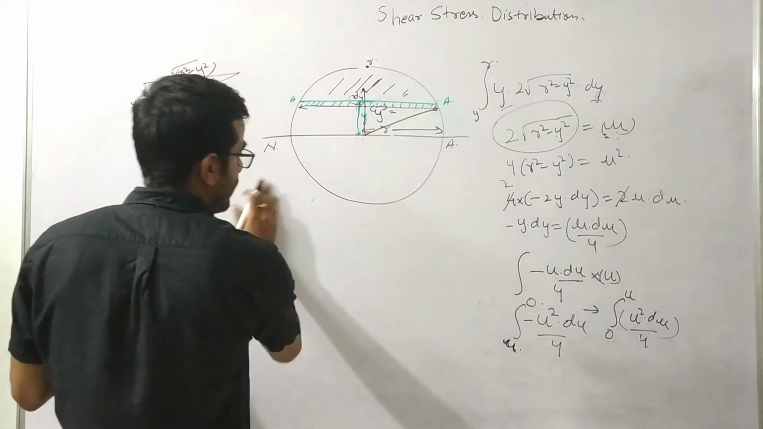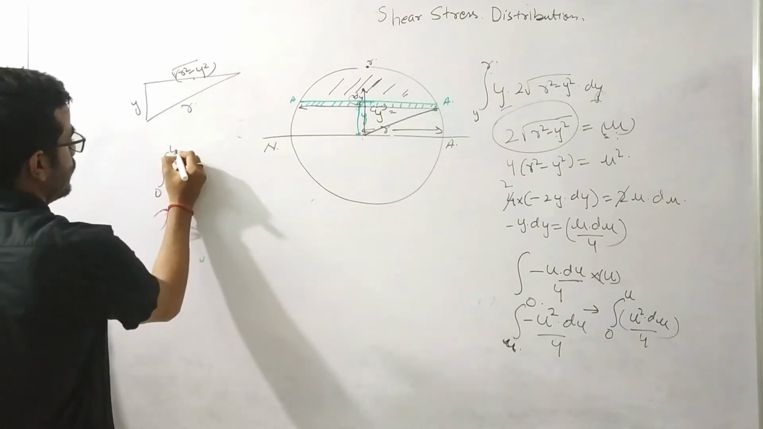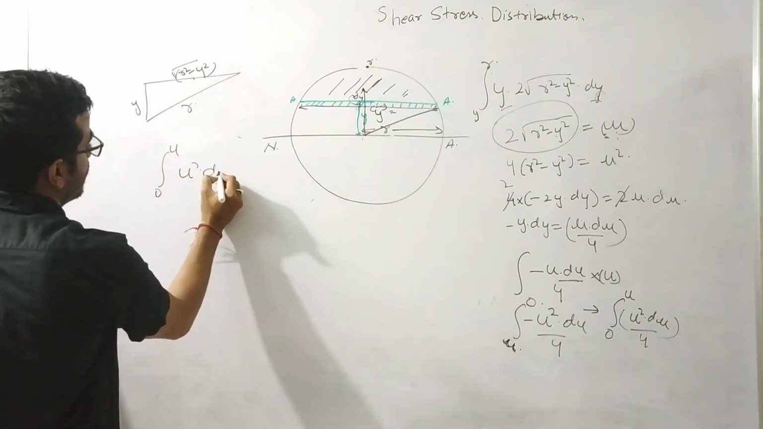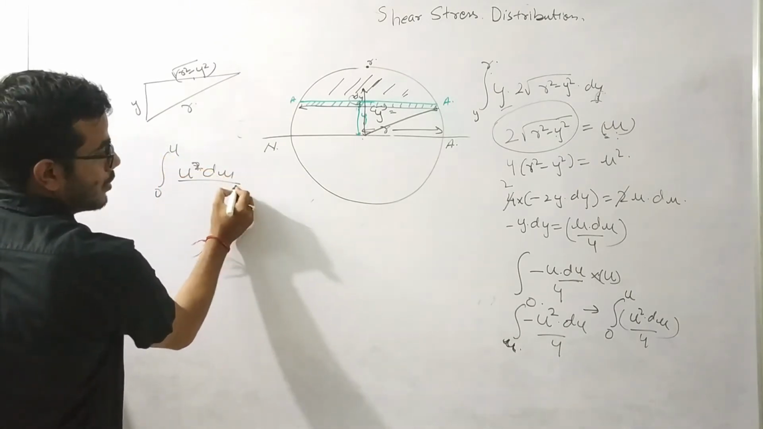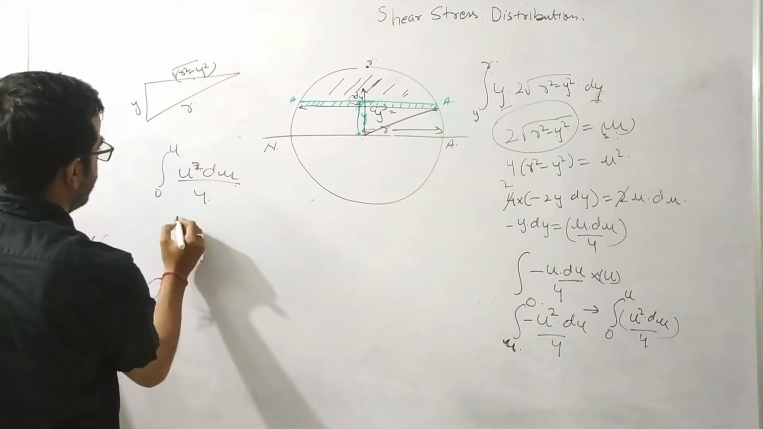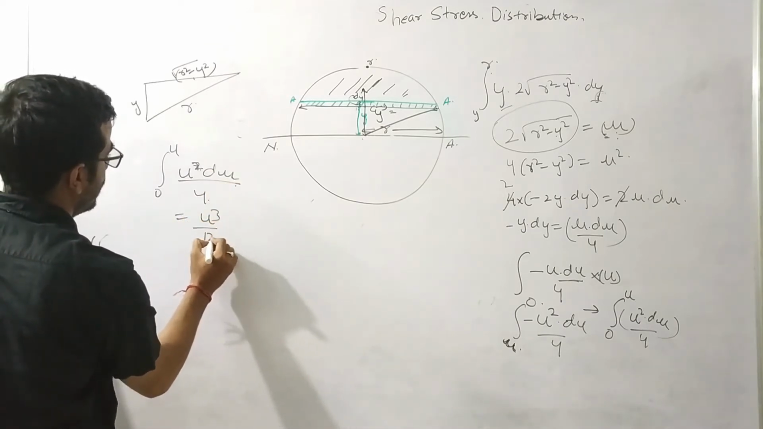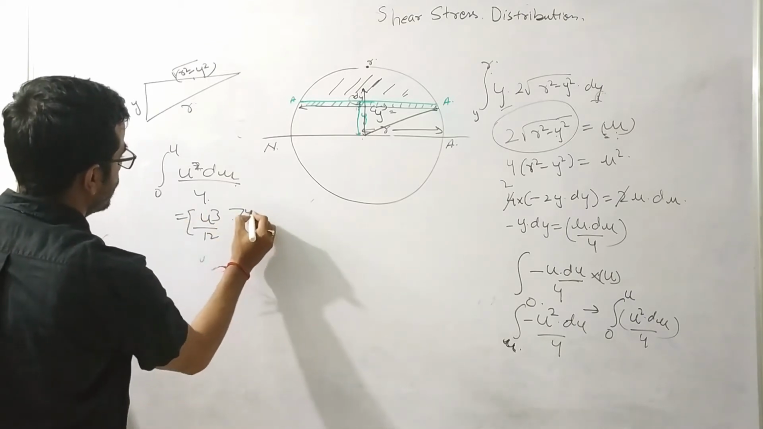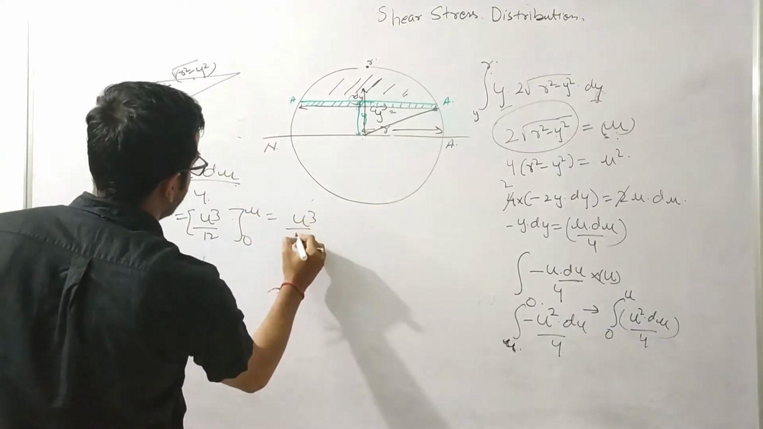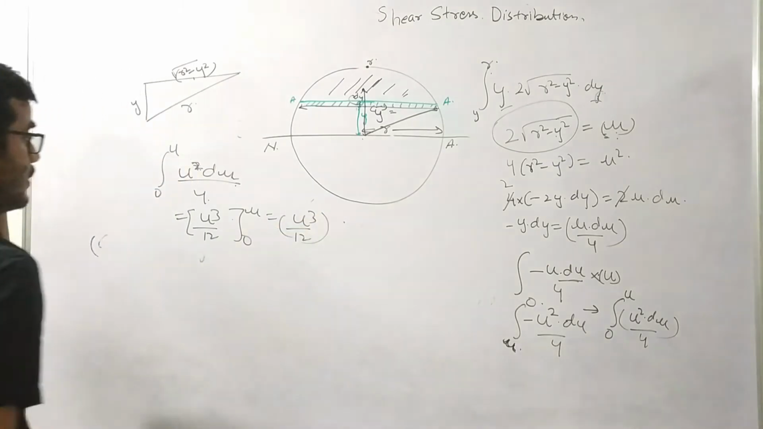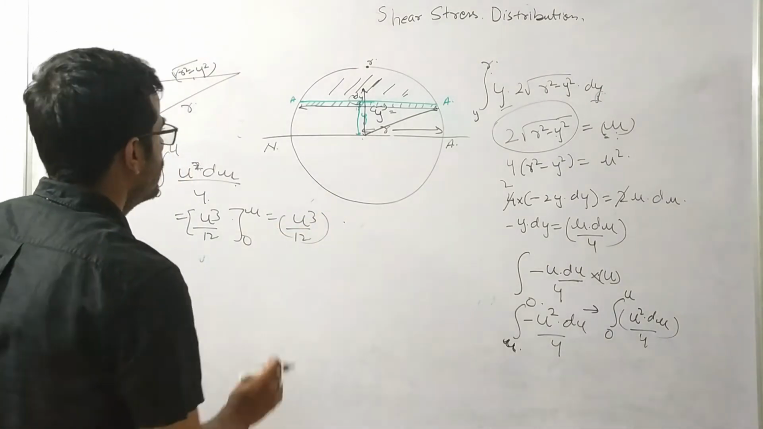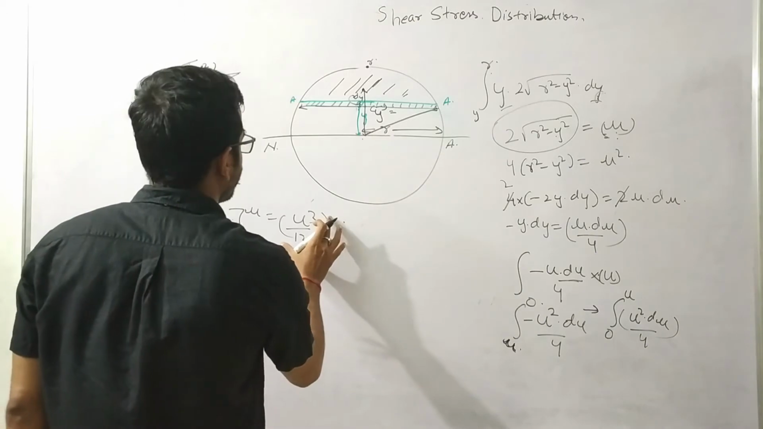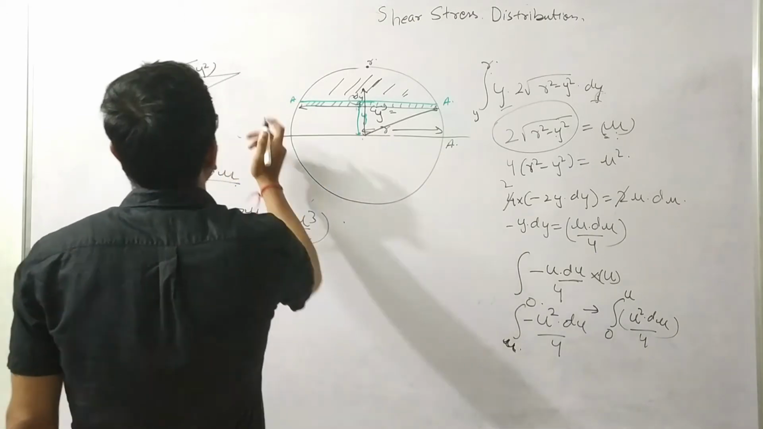So the term will become u square du over 4, which will become u cube over 12, integrated from 0 to u. So it will be u cube over 12. Right? Now what I will do is put this value in my expression.